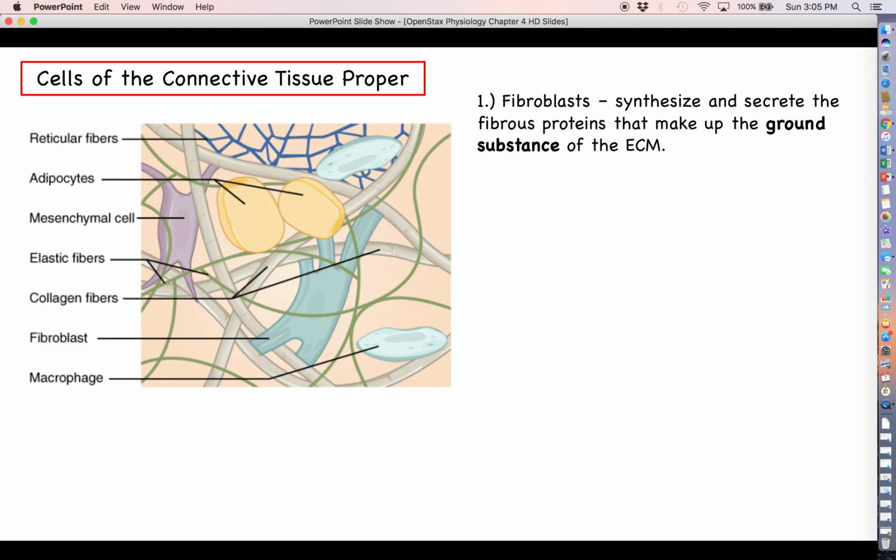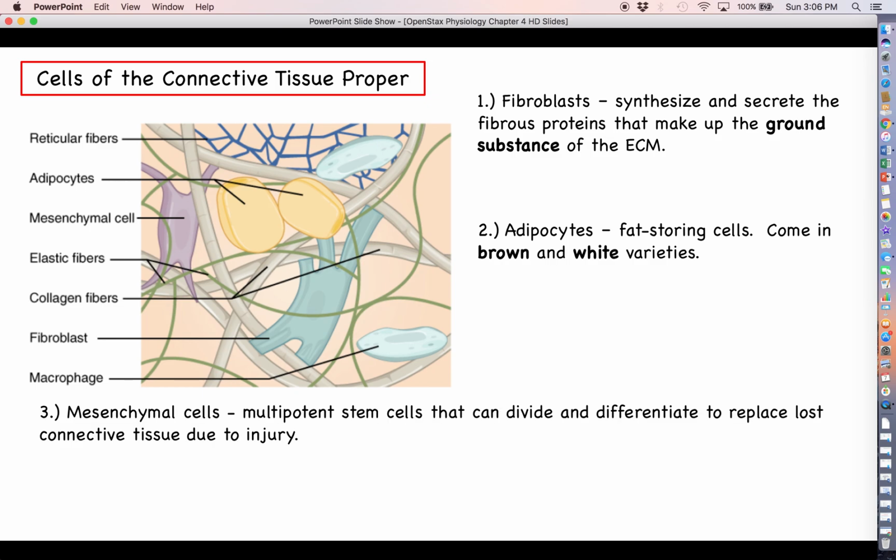We've already said that there are not really that many cells, or certainly not a very high density of cells within connective tissue proper, but there are some cells for us to take note of. We've already talked about the fibroblasts, which are responsible for synthesizing and secreting the extracellular matrix. There are adipocytes, which are fat-storing cells, which come in brown and white varieties, which we will talk about a little bit later. There are mesenchymal cells, which are a type of multipotent stem cells that can divide and differentiate to replace any of these cells that are lost due to injury.